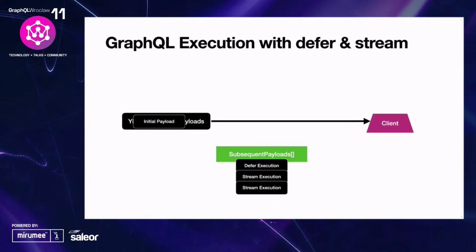And so it'll always first send the initial payload. Then it checks which of the subsequent payloads are ready. And we also keep track of dependencies on these. For example, we make sure that streamed list items aren't sent out of order, or a deferred fragment isn't sent before the parent object is resolved. But other than that, the payloads aren't ordered and they'll be sent as soon as they're ready.